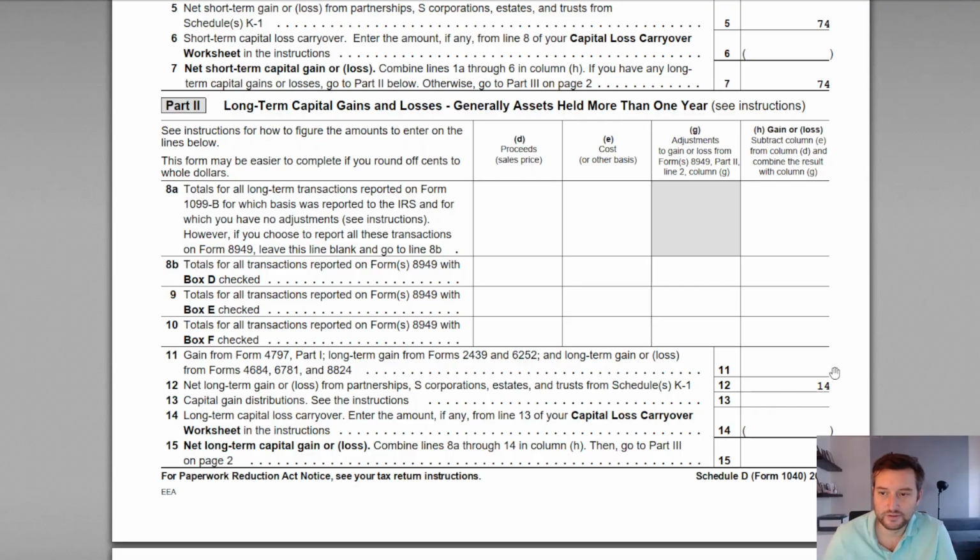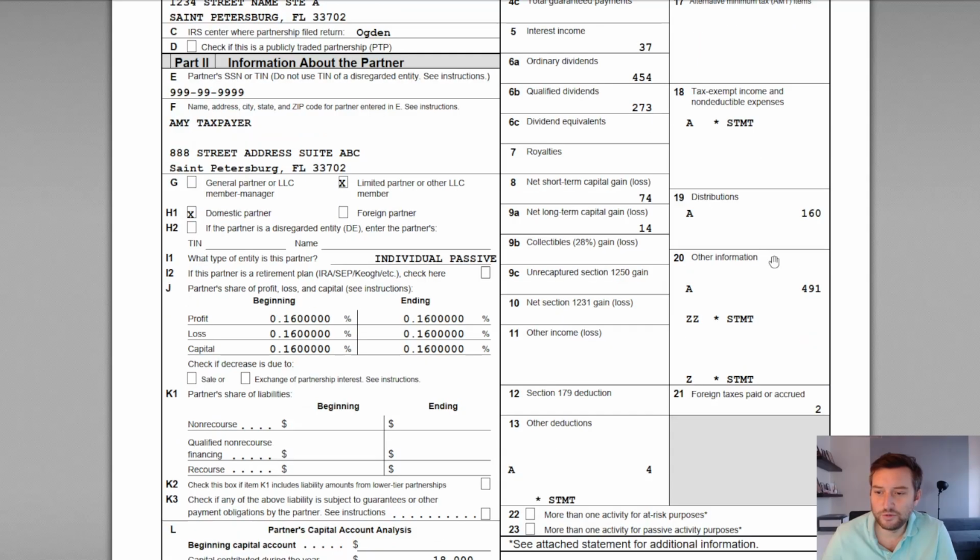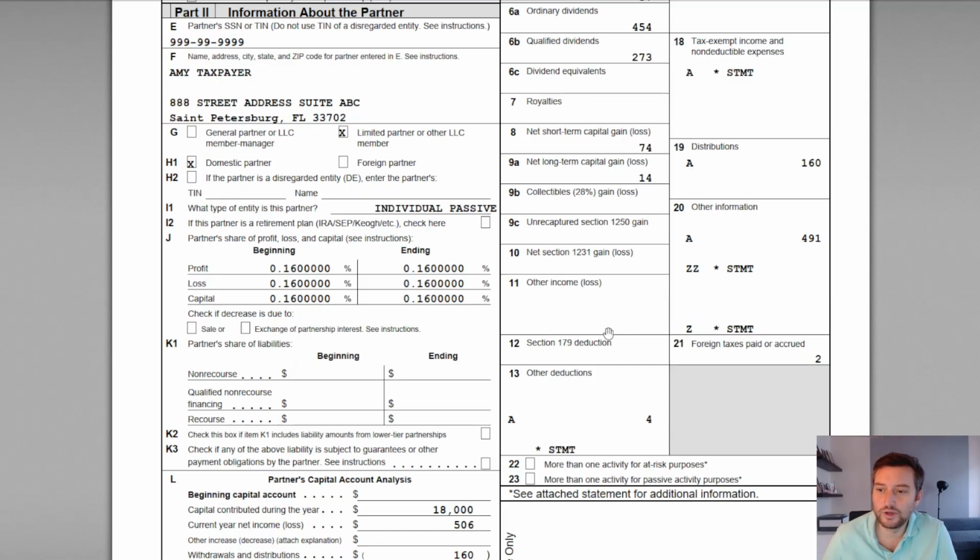All right. So once Schedule D is completed, again, you're going to have to complete the qualified dividend capital gain worksheet to figure out the reduced tax rate that would apply to the $14. Now, moving on to some of the other items. It's really important here to highlight lines 9C and 10. Line 10, net 1231 gains.